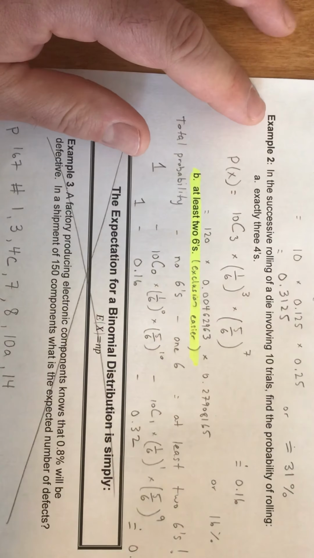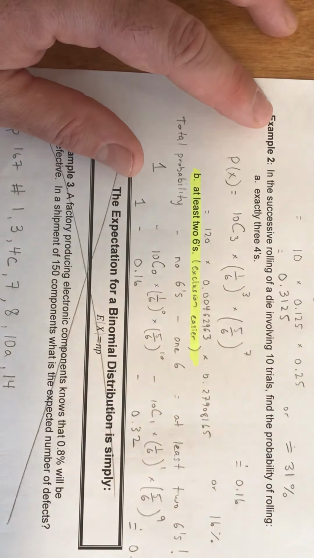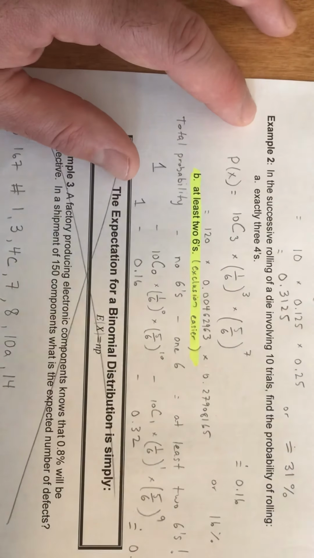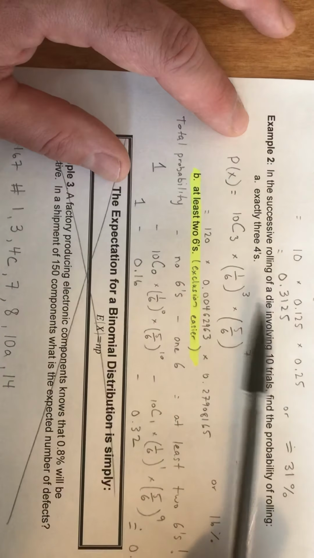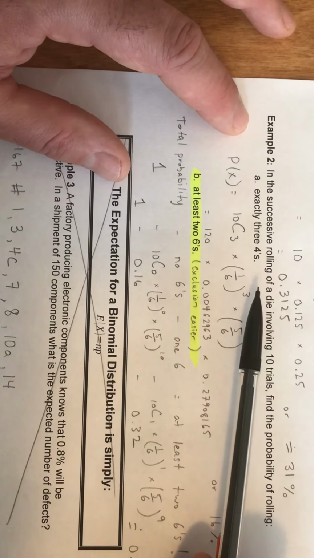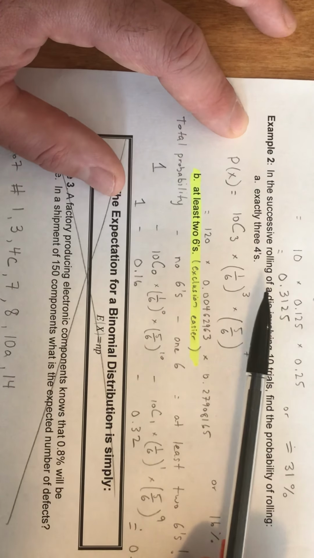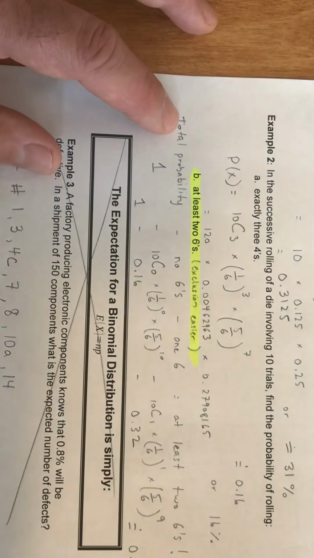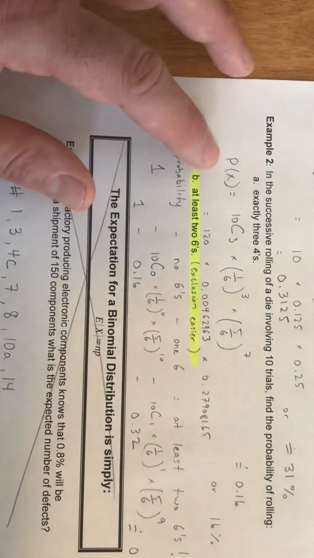In the successive rolling of dice involving 10 trials, so we're going to roll the dice 10 times. Pick it up, roll again, pick it up, roll again. Find the probability of rolling exactly 3 4s. There are so many combinations that can exist. We want to know the probability of somebody who rolls a dice 10 times getting exactly 3 4s. Okay, so here's how it's going to go.